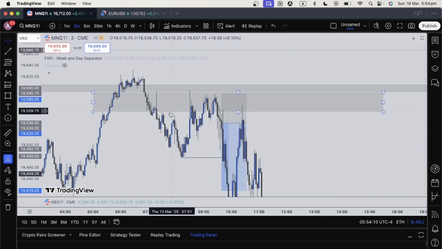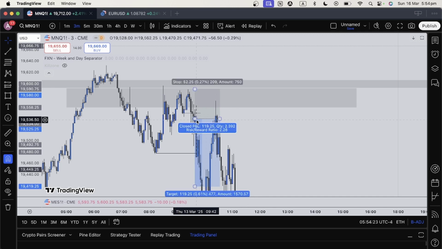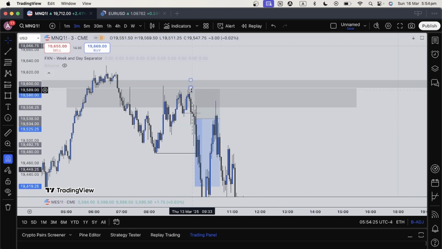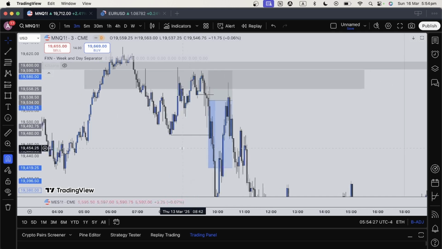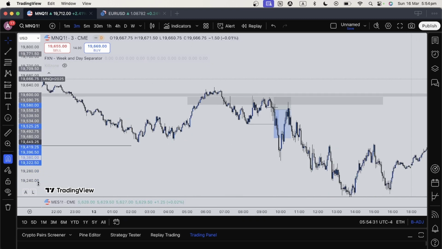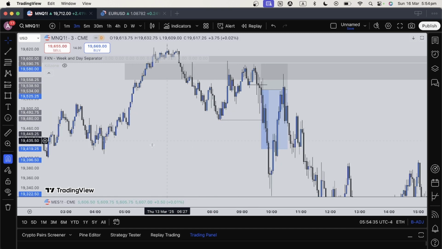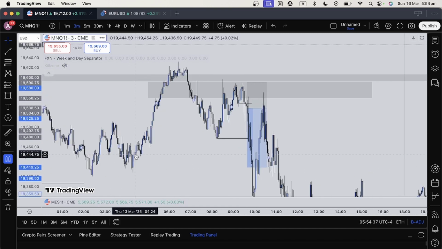So we can see here we were kind of chopping around, and I entered when we had this change in the state of delivery right here. So we closed below these candles and then I entered there. My fill was a bit late, so it was around there, and I had my stops just above this high, and then I had my first target here and then my second target here. Because on NQ I'm trading futures, it's much easier to do partials, so I had one here and one here. And pretty much that's it for this trade.